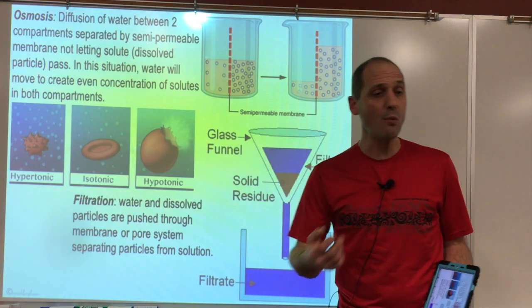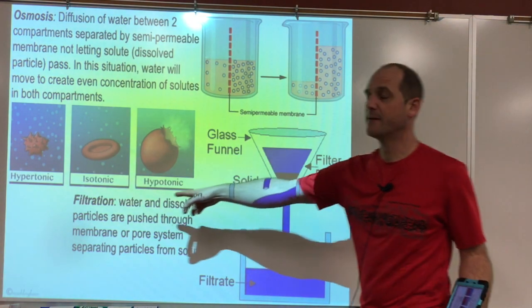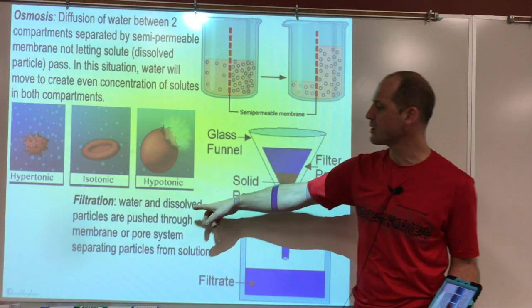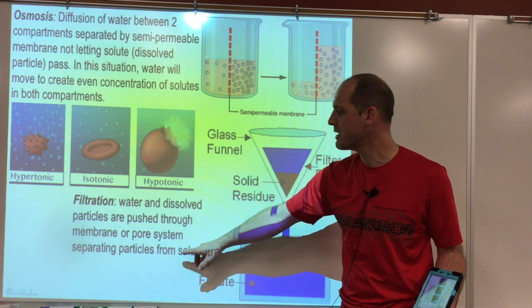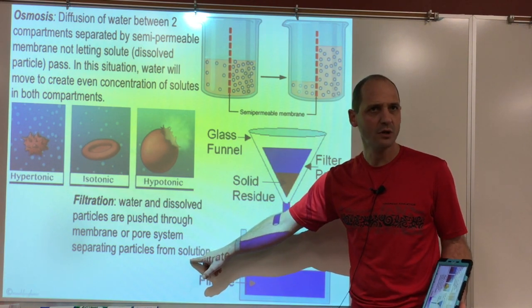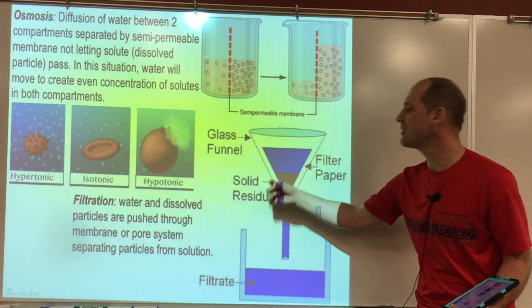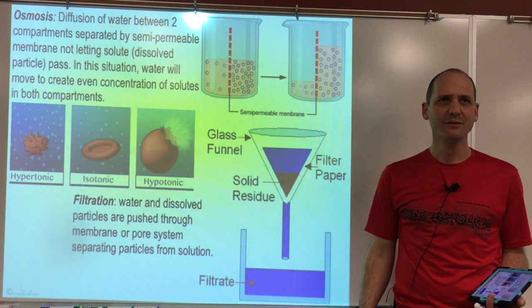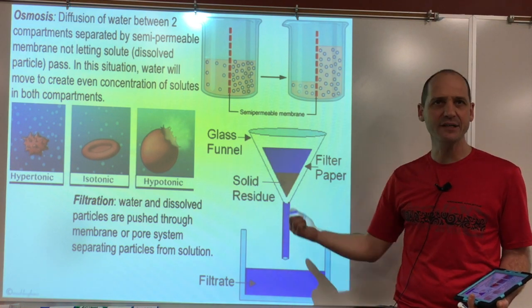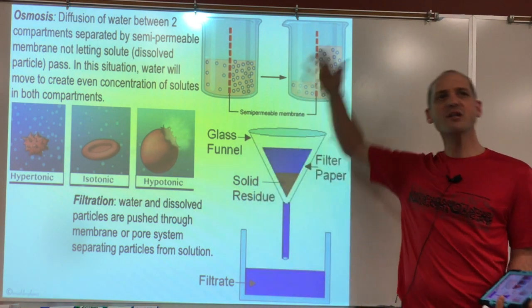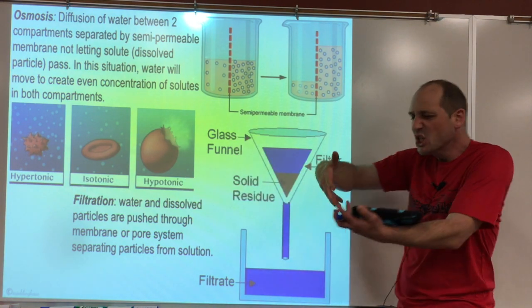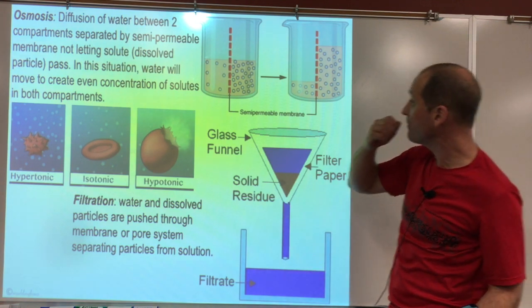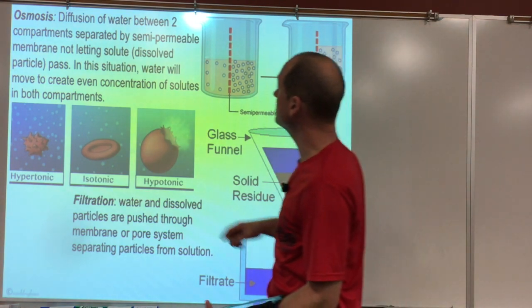We also then have a couple more passives. One is easy, one's filtration. That's like you're making coffee. So water and dissolved particles are pushed through a membrane pore system, separating particles from the solution. So this has to do with how thick the pores in the filter are, that don't let the coffee grounds go into the water. It's what stays behind. We use that in the kidneys. The blood is filtered through a membrane like slits that only let certain things in and not all of it. That's filtration. But then we've got osmosis.